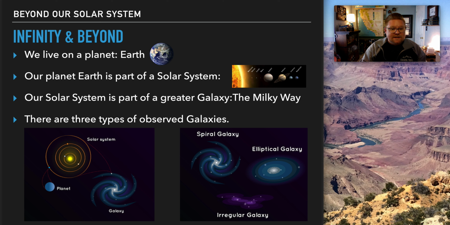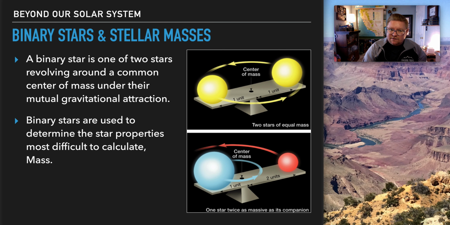Speaking of infinity and beyond, how do we observe differences in sizes? We can use binary stars and stellar masses to understand the general mass between two different objects. A binary star is one of two stars revolving around a common central mass under their mutual gravitational attraction. In this case we can see the central mass, it's being leveled, and here are two stars. They are orbiting around this central piece, and they are of equal mass.